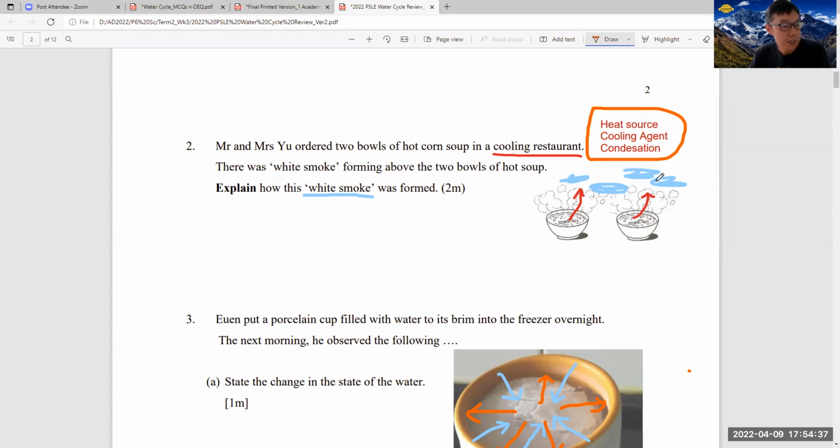So this one you mentioned about the warmer water vapor from the hot soup comes into contact with the cooler surrounding air, loses heat, and condenses to form tiny water droplets, which appear as a white smoke. Okay, so you get 2 marks.